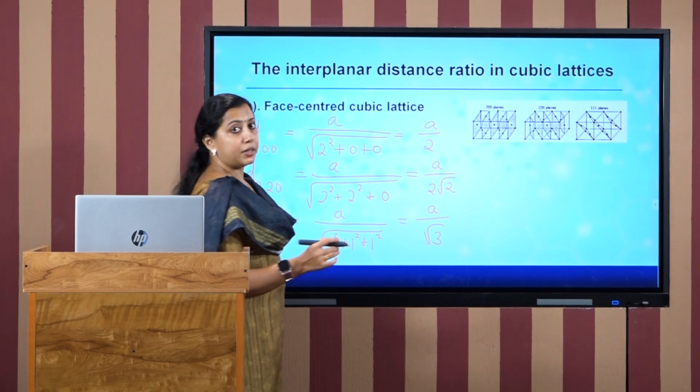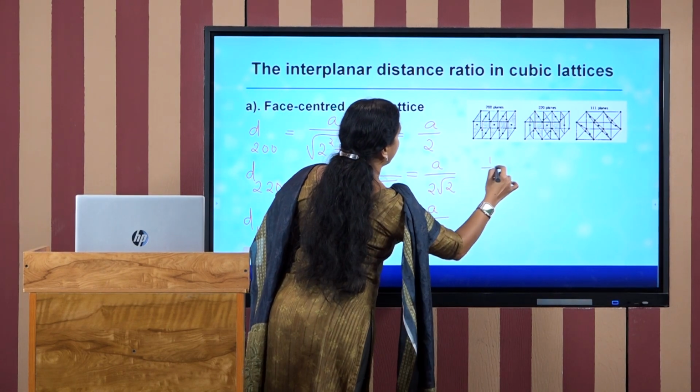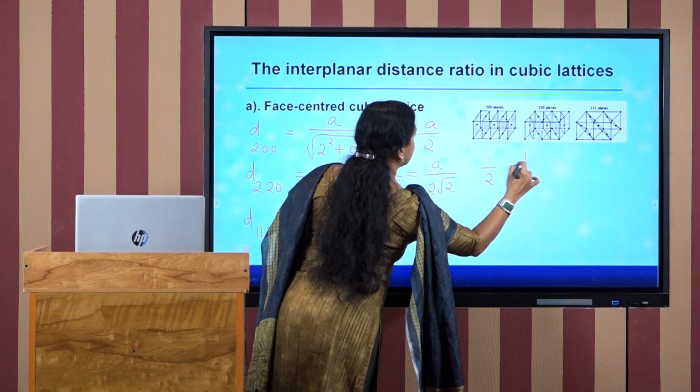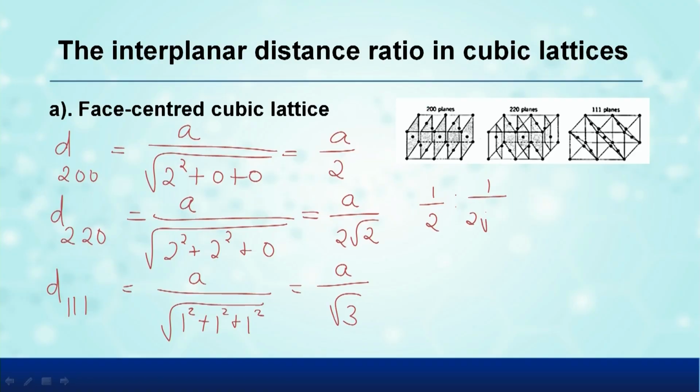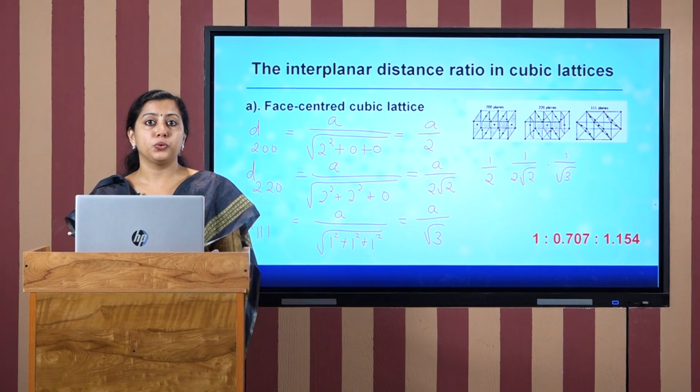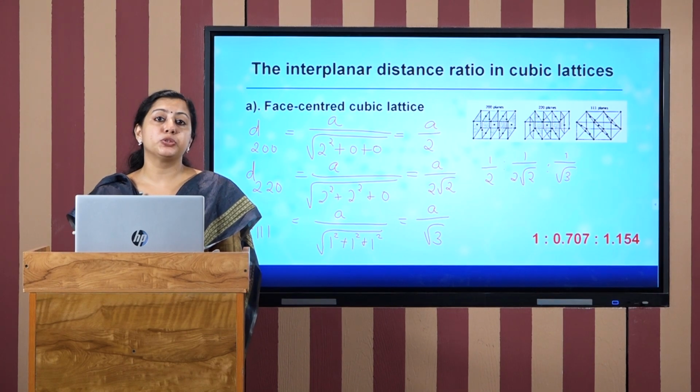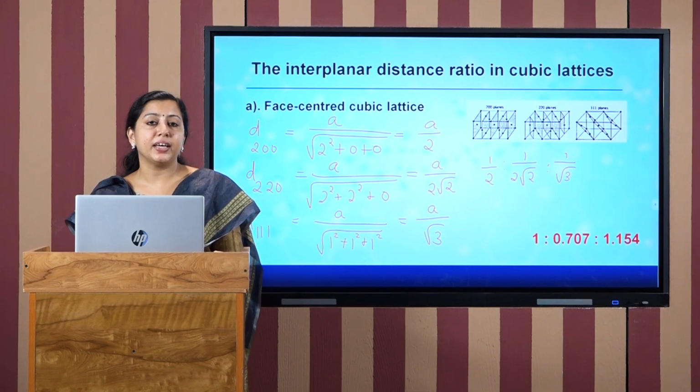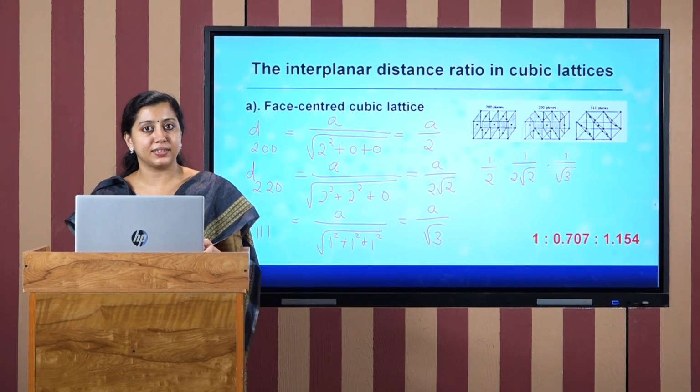So, what will be the interplanar distance ratio? We have 1 by 2 is to 1 by 2 root 2 is to 1 by root 3, and this corresponds to 1 is to 0.707 is to 1.154. So, we have seen how to determine the interplanar distance ratio in 3 types of cubic lattices.